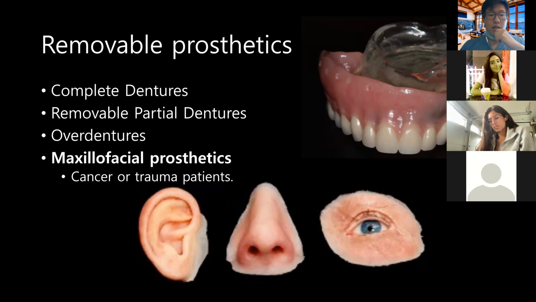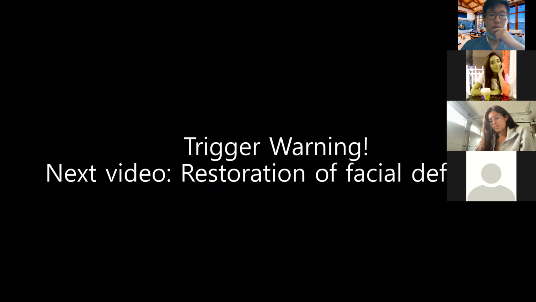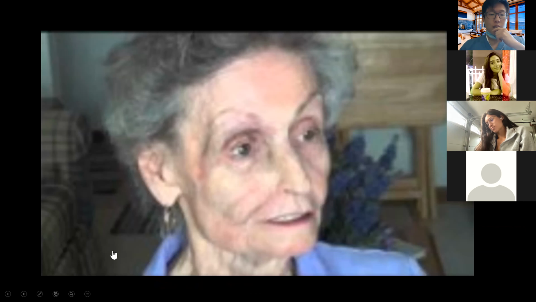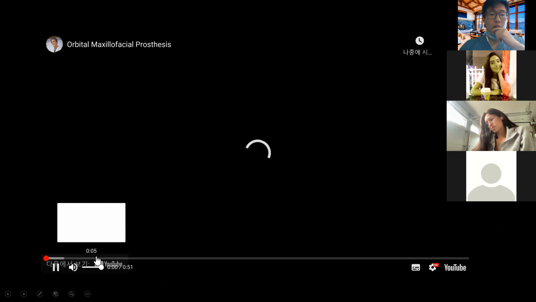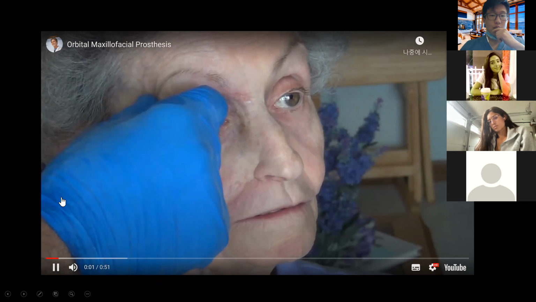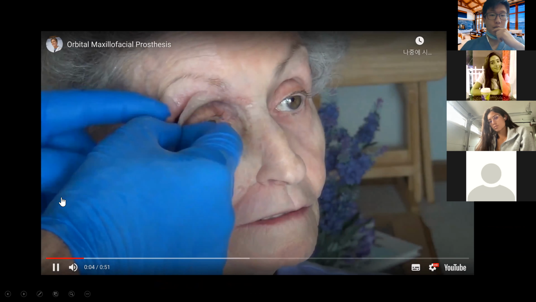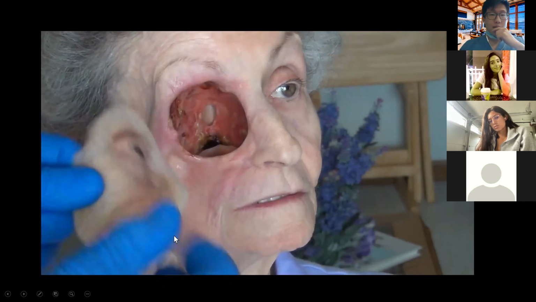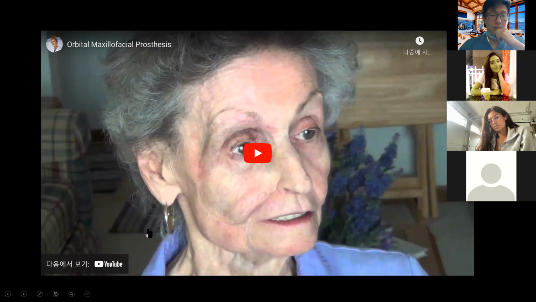Okay, maxillofacial prosthetics, we talked about this. Okay, so this is an example of a maxillofacial patient. Sometimes we create larger orbital facial prostheses. You can see that she has... In this case, we utilize the stability of the patient. Sorry about that. I should have given a trigger warning, but it's a cancer patient.